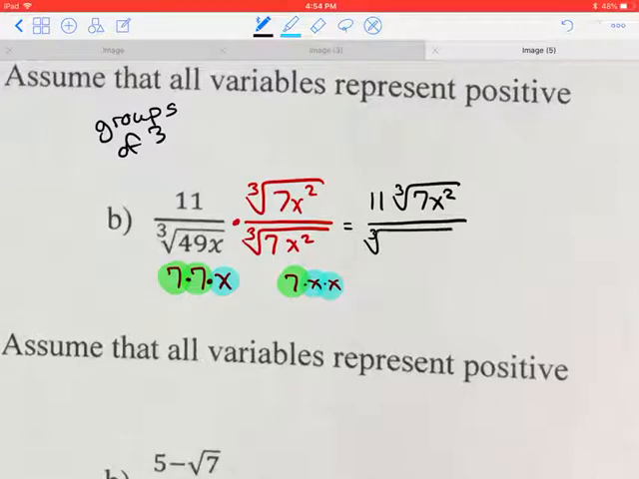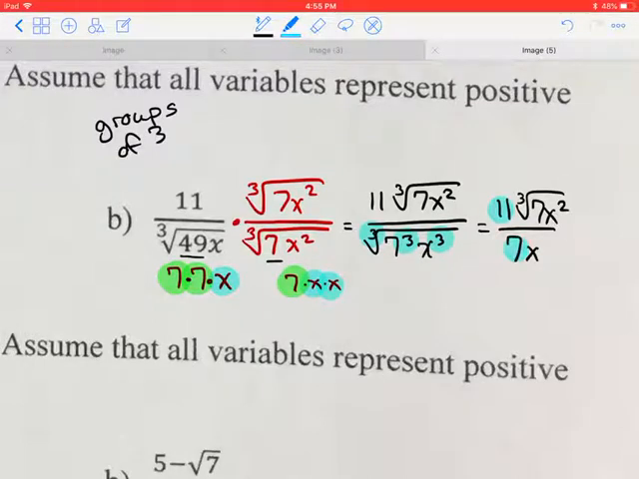Now on the bottom, when I multiply this out, I don't know 49 times 7 off the top of my head, but I do know that this is 7 squared times 7, which is just 7 cubed, and then x times x times x is x cubed. So if the exponent and the root match, we know that that's just going to come out to be 7x. All right, so this time I don't have any common factors. I'm looking at the 11 on the outside and the 7 down here. They don't have any common factors except 1. So, oops, just kidding. That's simplified, and that is my final answer.